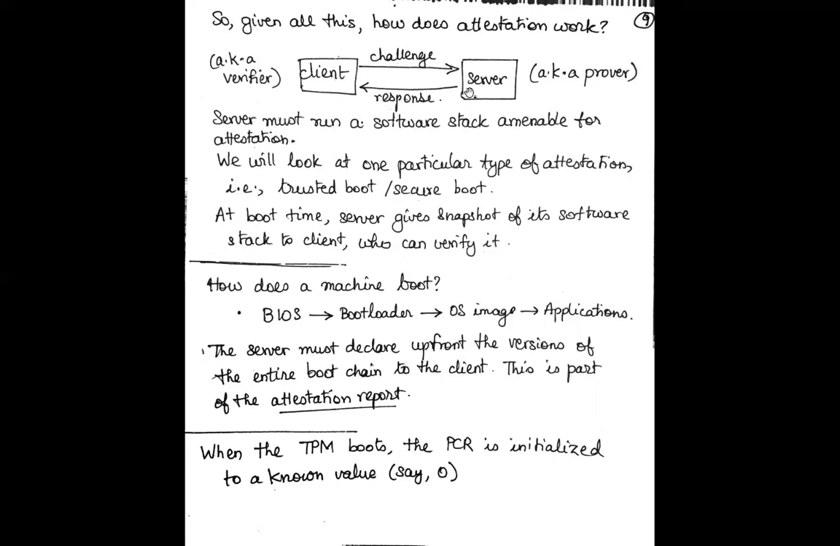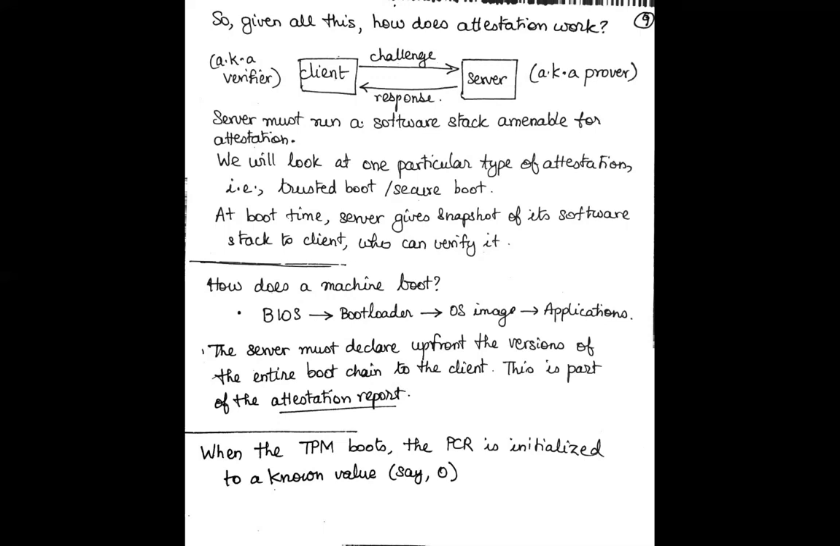So the key thing is that the server must actually run a software stack that is amenable for attestation. In other words, the server software stack must actually interact with the TPM that is installed on the server and perform some TPM extend operations. And that is what is going to be sent to the client, the output from the TPM. So the server is going to be assumed to run this modified software stack. If it's not running, the client will not even talk to that server, right? Because you can't even engage in these attestation protocols with such a server.